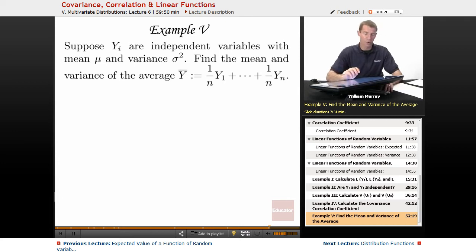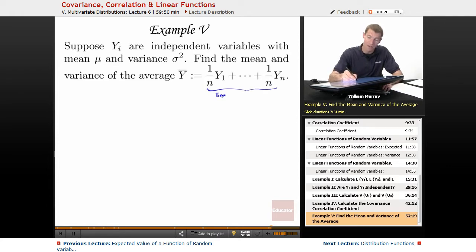In our last example here, we've got independent variables, but they all have the same mean and the same variance. We want to find the mean and the variance of the average of those variables. So the average just means you add them up and divide by the number of variables you have. So it's 1 over n y1 up to 1 over n yn. And I wrote it that way to really suggest that that is a linear combination of the original random variables.